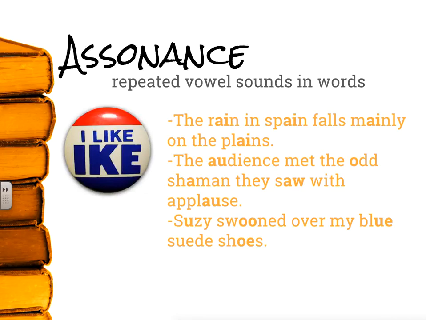This is when you have repeated vowel sounds in words. Earlier when we were talking about alliteration, I told you this would come up. This is when we have those vowel sounds, but they could be repeated at the beginning, in the middle, or even at the end of the word. For example, the rain in Spain falls mainly on the plains, which you might recognize from My Fair Lady.